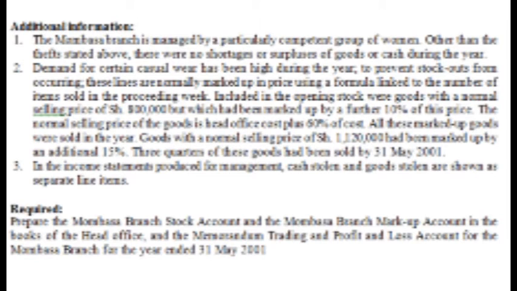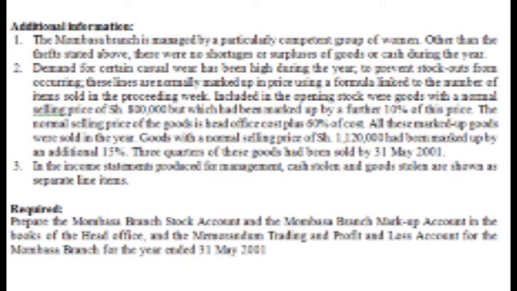2. Demand for certain casual wear has been high during the year. To prevent stockouts from occurring, these lines are normally marked up in price using a formula linked to the number of items sold in the preceding week. Included in the opening stock were goods with a normal selling price of 800,000, but which had been marked up by a further 10% of this price. The normal selling price of the goods is head office cost plus 60% of cost. All these marked up goods were sold in the year.